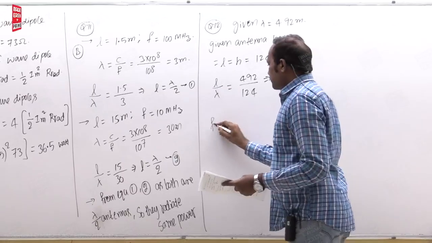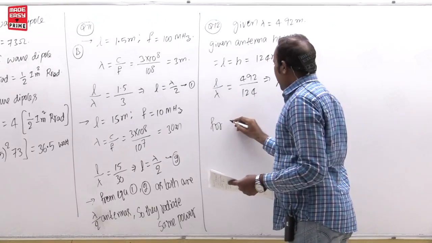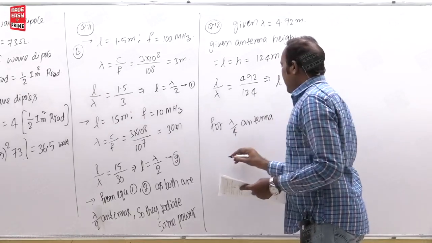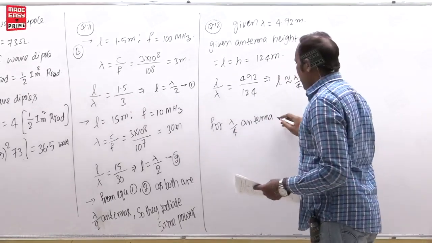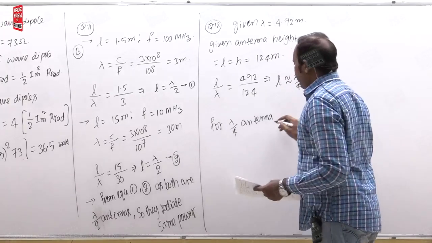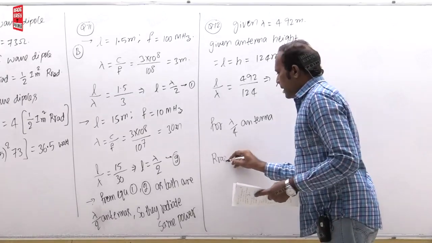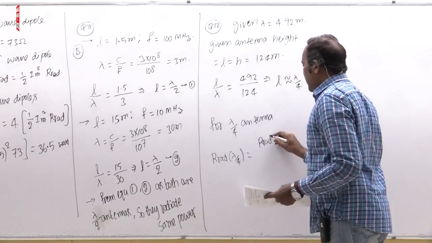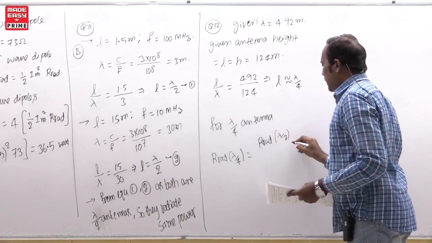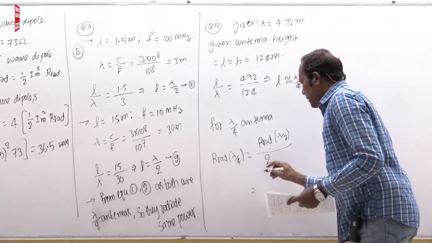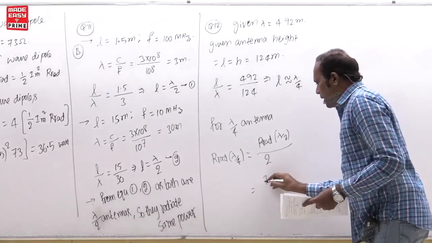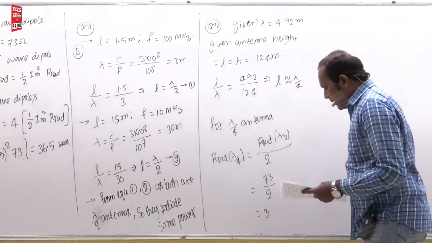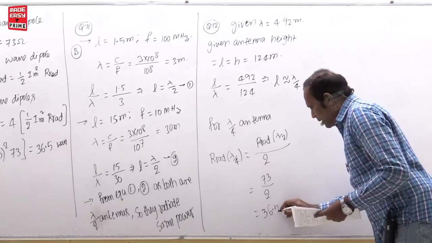So for lambda by 4 antenna, the radiation resistance of lambda by 4 is equal to the radiation resistance of lambda by 2 antenna divided by 2. That is nothing but the radiation resistance of lambda by 2, which is 73, divided by 2. So that is 36.5 ohm you get, right students?